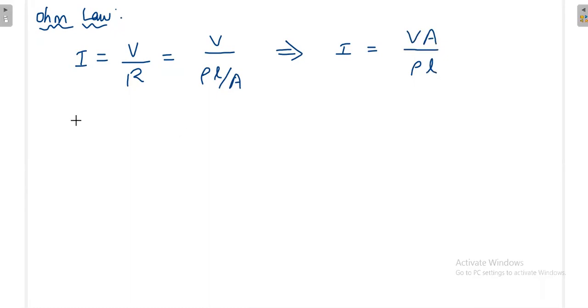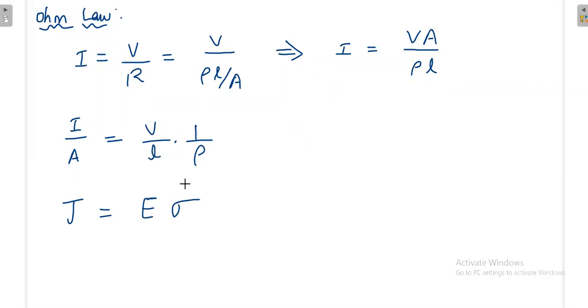The next step, if you bring A downside, I divided by A, and V divided by L, that rho can be written separately. Then what is I divided by A? That is J. V divided by L, voltage divided by length, is called electric field, and 1 by rho is called conductivity. So J is equal to sigma E. Once you rearrange this equation, J is equal to sigma into E.